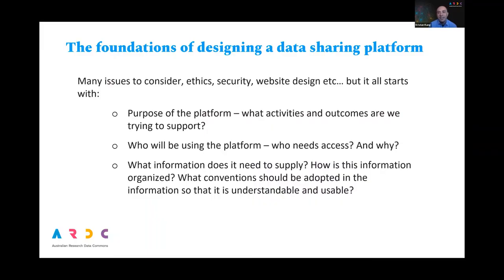So designing any kind of platform starts with identifying the purpose, as I said, and that's what we did in the first workshop. Once we know this, we can pin down what kind of information it needs to provide to the users and what traits, qualities, or conventions need to be present in the information for it to be findable and usable. In the context of the data development process, this is what we refer to as the data content and the data quality of the asset.